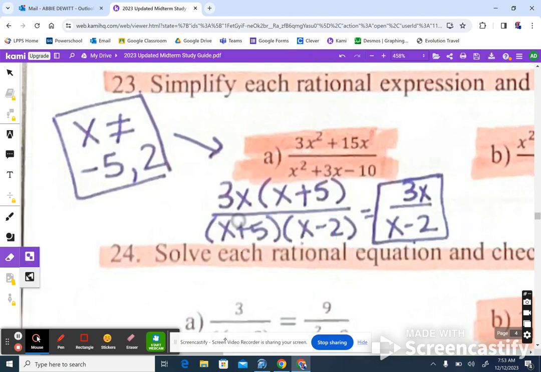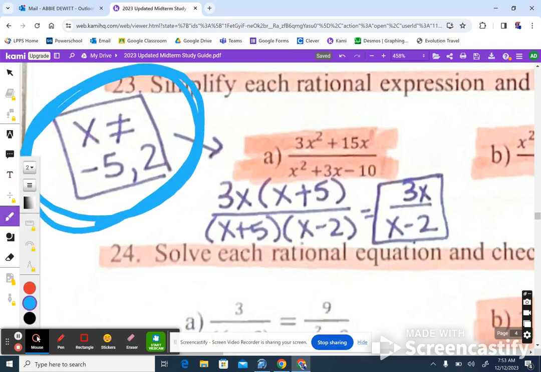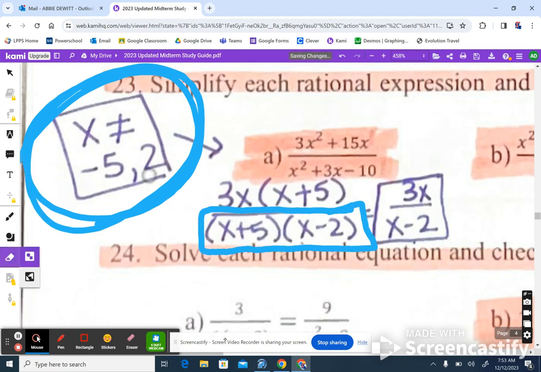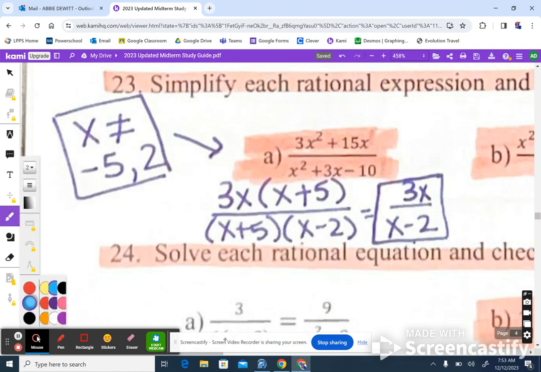Don't forget that your denominator cannot be 0. That's where this comes into play. So looking at the very last step before you start eliminating, look at your denominator. X cannot be negative 5, or it'll make this part 0. X cannot be 2, or it'll make this part 0, because negative 5 plus 5 is 0. 2 minus 2 is 0. So don't forget about your domain.